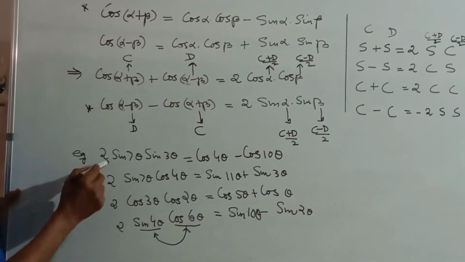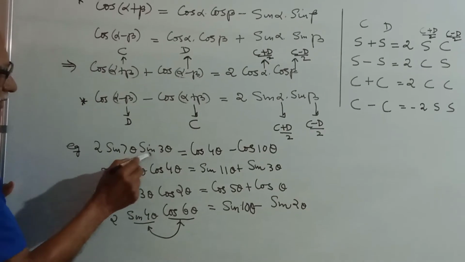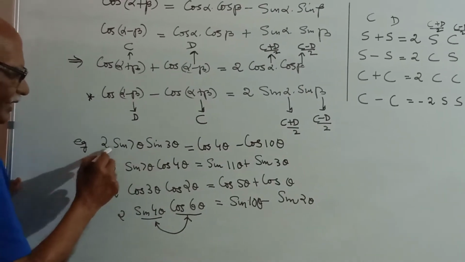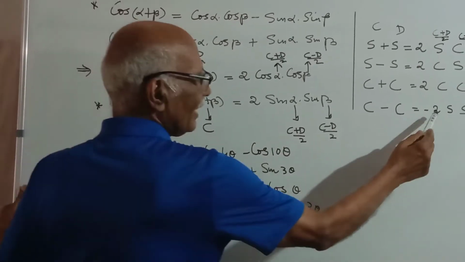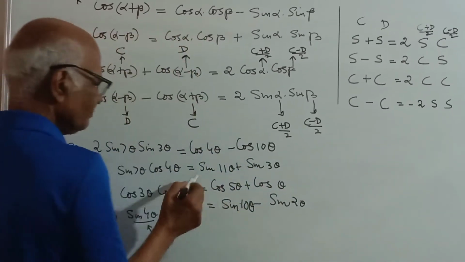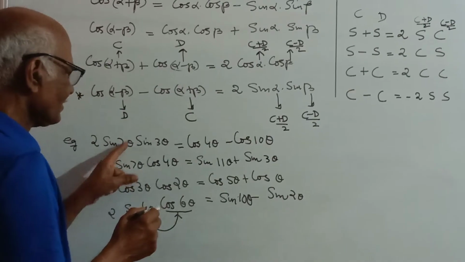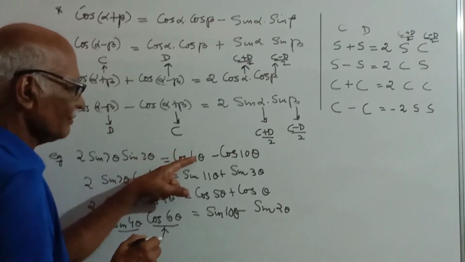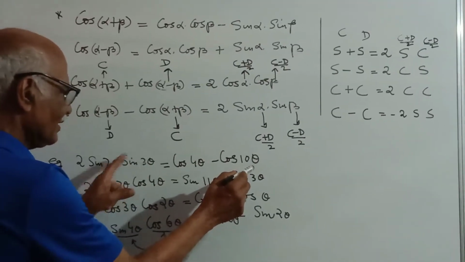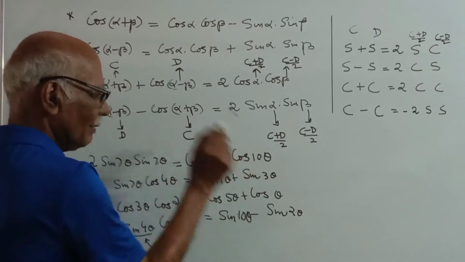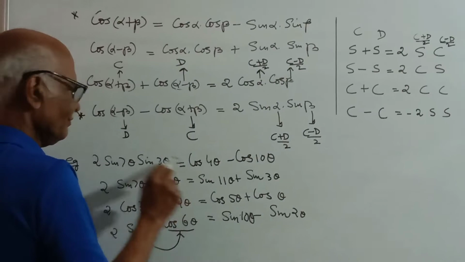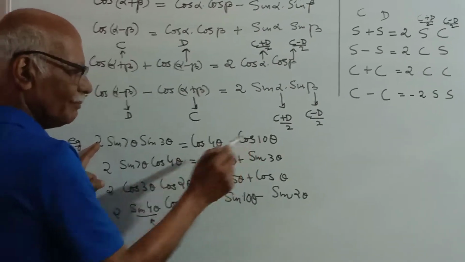Now the question, 2 sin 7 theta sin 3 theta. So it is 2 sin sin, and you know 2 sin sin is coming like this. But let's take 7 theta minus 3 theta, the difference, first, and then 7 theta plus 3 theta, the sum. So this is difference, this is sum. Only in the case of sin sin that happens.